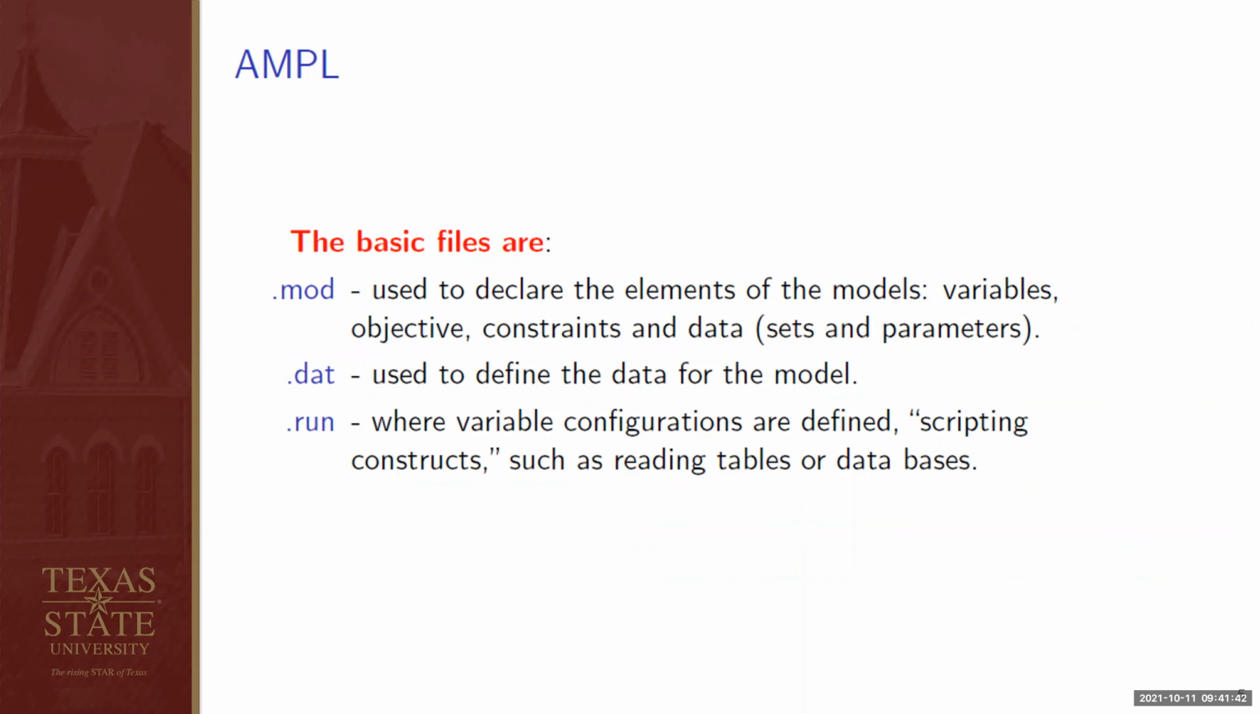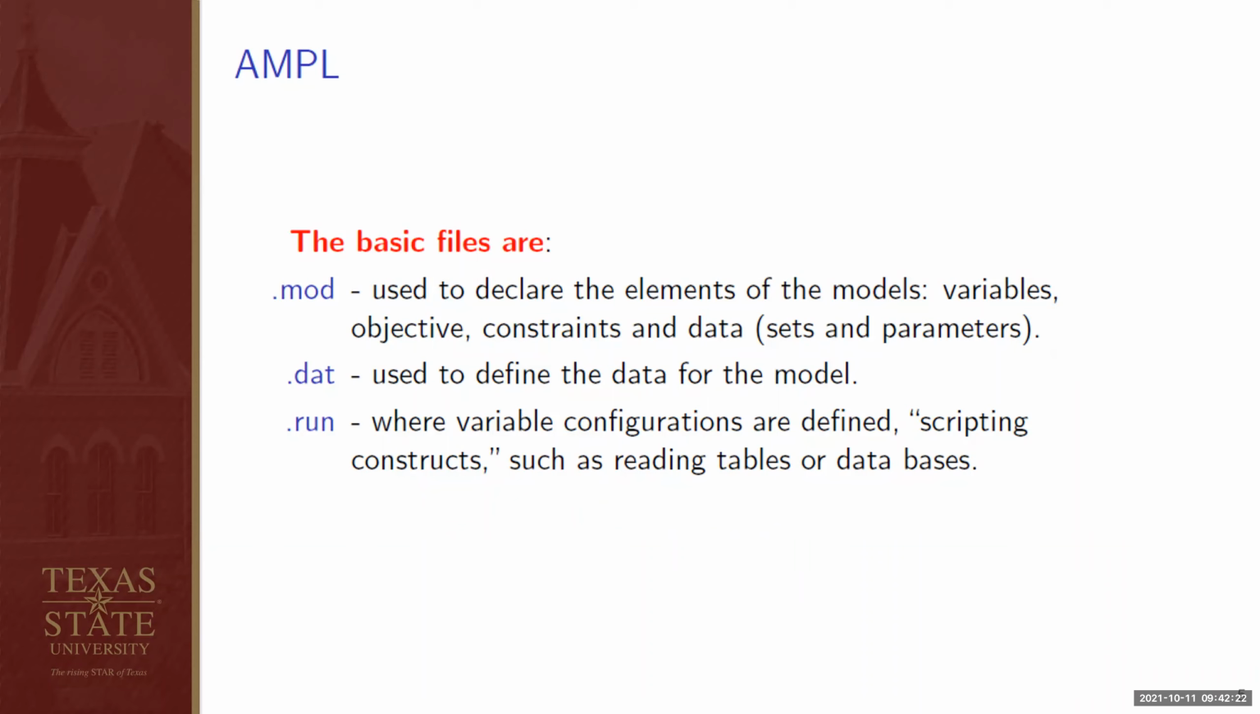So let's talk about building models in AMPL. We have three basic files, the .mod. This one is used to declare the elements of the model, so for example, the variables, the objective function, the constraints, and data, sets and parameters. So basically what you do in the .mod is to define your formulation: decision variables, parameters, objective function, constraints, and also the bounds for your decision variables.